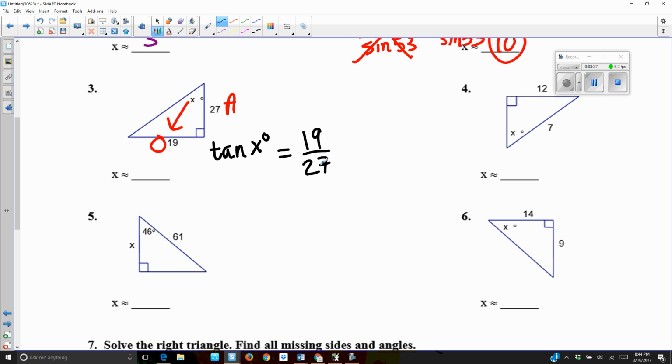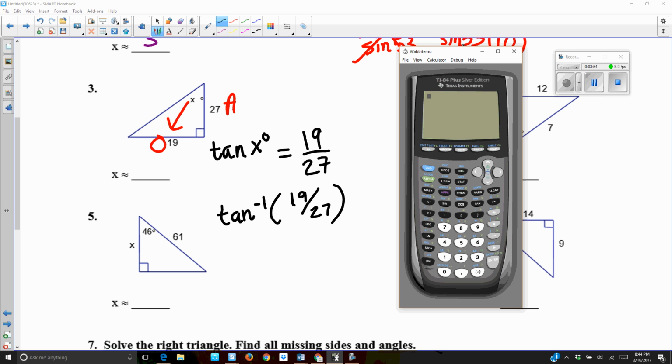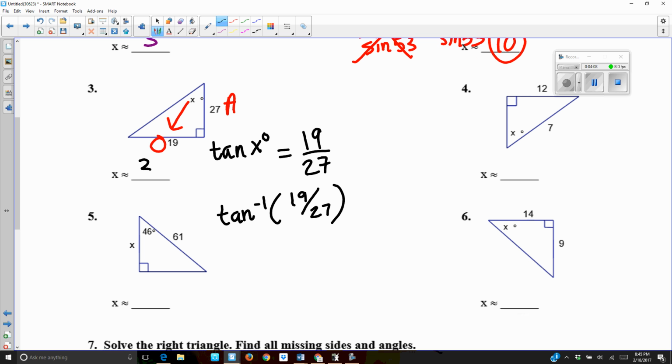Anytime you're finding the angle, it doesn't help to cross multiply. So the only way to solve this is to press the second tangent button in the calculator. I'll do that in the calculator here in just a second. So second tangent, 19 divided by 27, just like so. Remember, this is a degree, so this should be a number between 0 and 90. In this case, we get 35 degrees, rounded to the nearest whole degree. That's our answer, 35.